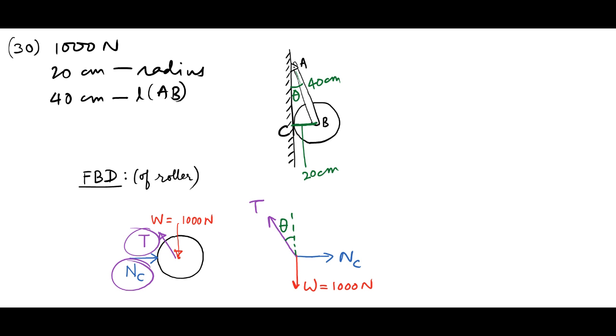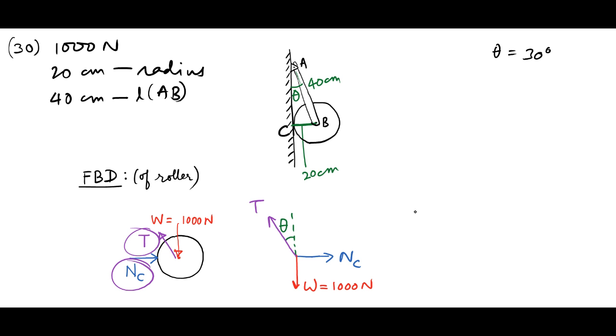So naturally sine of theta is the opposite side, 20 centimeters, by 40 centimeters, the hypotenuse, so that's half, and I get theta as 30 degrees. Okay, so for our reference I'll just put theta over here, that's 30 degrees. And now I'm in a position to apply Lami's theorem to these three forces.